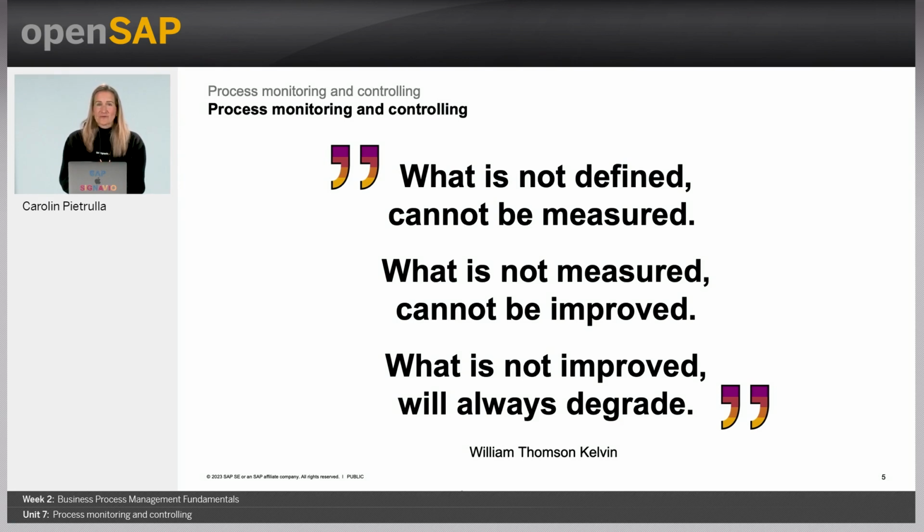Again, here's a nice quote with a lot of wisdom and truth. Kelvin said that what is not defined cannot be measured, and what is not measured cannot be improved. And what is not improved will always degrade.